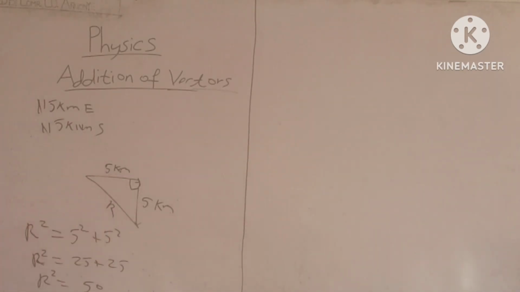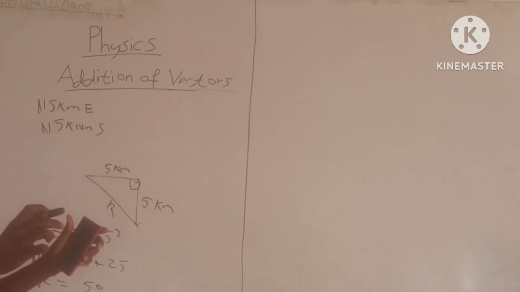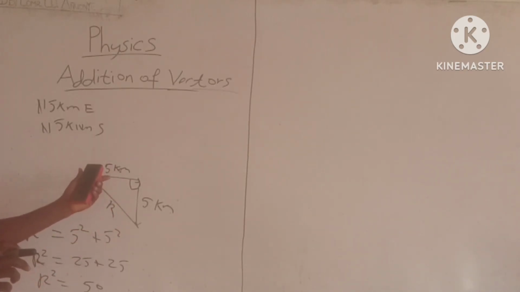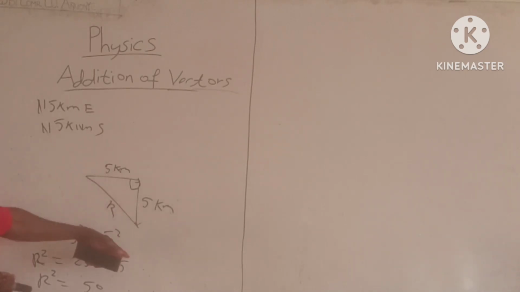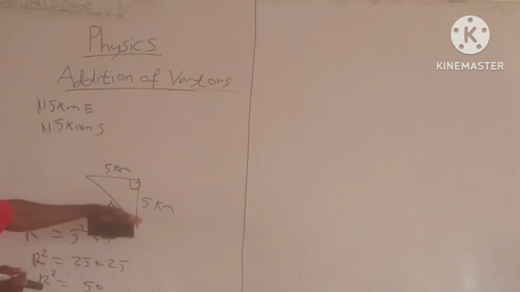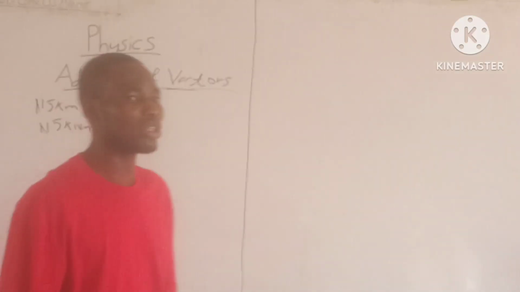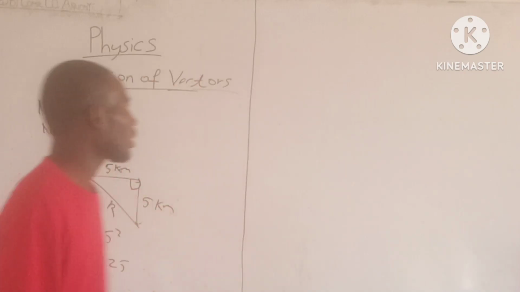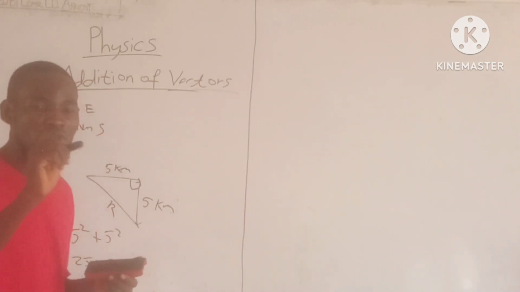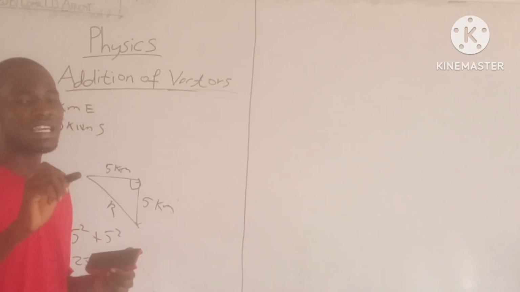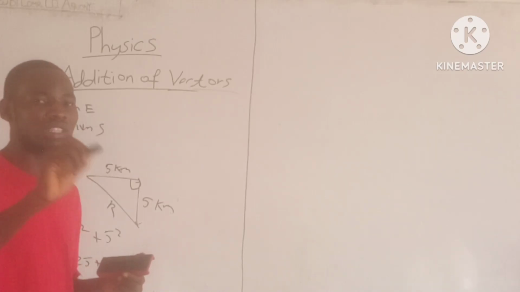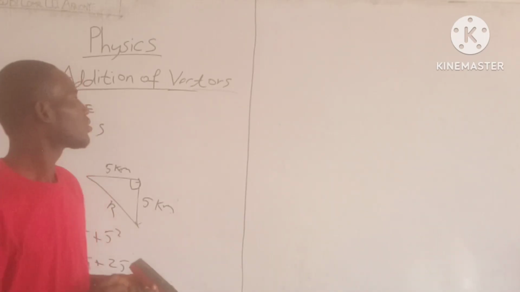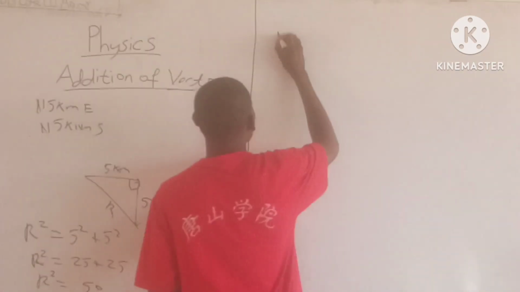So anytime vectors are at an angle, you use the vector methods, not normal arithmetic. This is the vectorial method of adding vectors. Now I've talked about the resultant vector. What is a resultant vector? A resultant vector is that single vector which will have the same effect in magnitude and direction as the original vectors acting together.